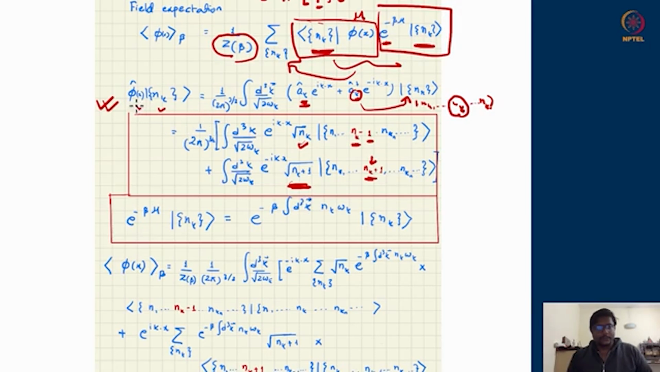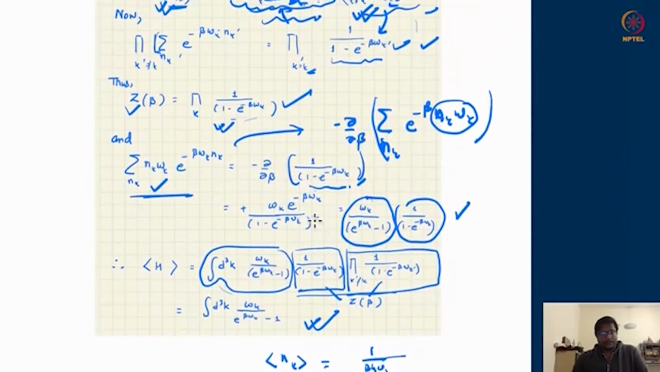So therefore, phi of x acting on n k is the integration of this quantity times e to the power i k dot x, which will come along with root n k and n k minus 1 in the kth mode. And the second term will come out with e to the power minus i k dot x here, and this will come along with root n k plus 1 with n k plus 1 particles in the kth mode. So I have obtained what this is. e to the power minus beta H n k we have already obtained in the previous computation of the Hamiltonian expectation. We had already computed this quantity here.